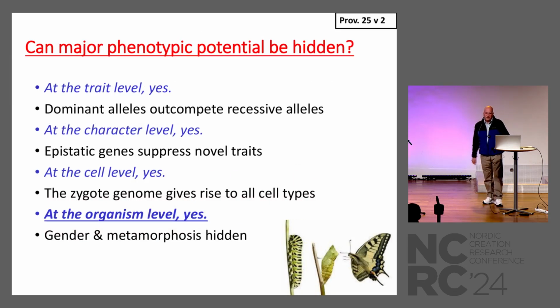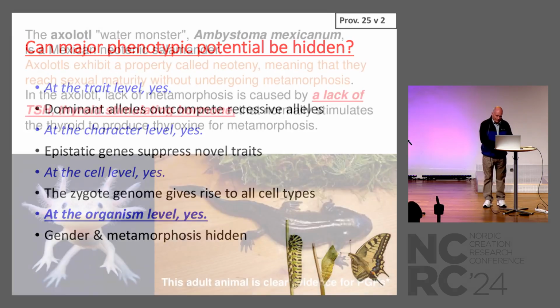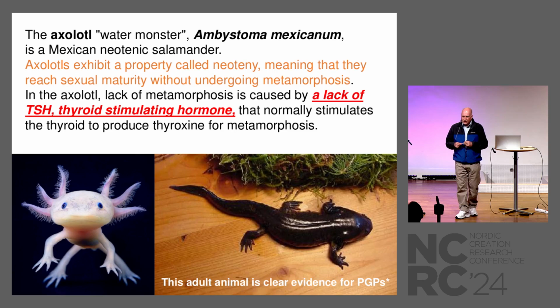So can major phenotypic potential be hidden? It can certainly be hidden at the trait level, at the character level, at the cell level, at the organism level, it can be. Here's one fascinating example. You may be familiar with this. This is the Mexican water monster. Yeah, the axolotl. It's the one on the bottom left. It's a neotenic salamander. That means that it actually reaches sexual maturity before it turns into the adult. And so it never turns into the adult.